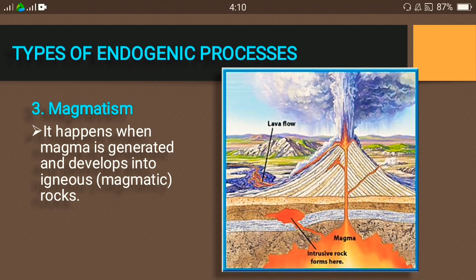Okay, magmatism. We all know that magma is the original material that makes up igneous rocks, and magmatism happens when magma is generated and develops into igneous or magmatic rocks. The process can take place either under the surface or on the surface of the earth.